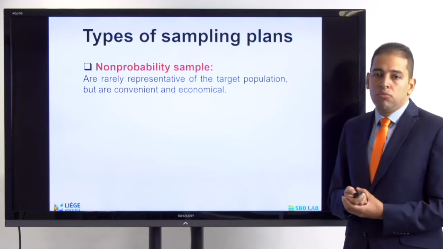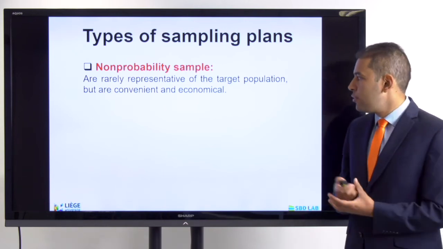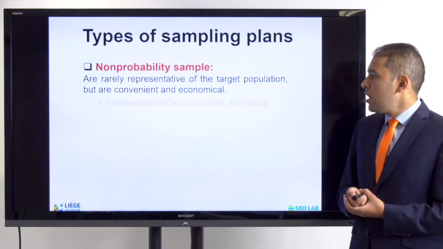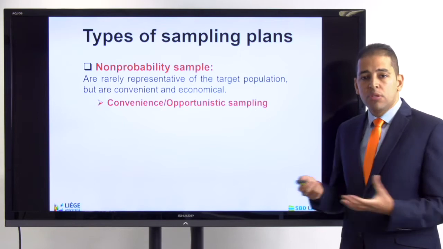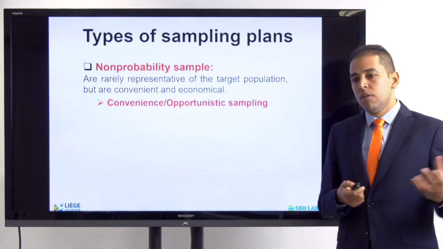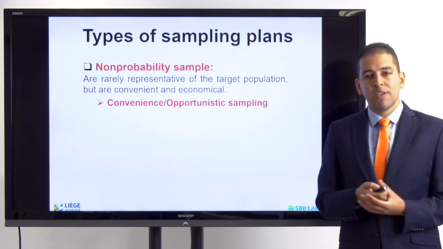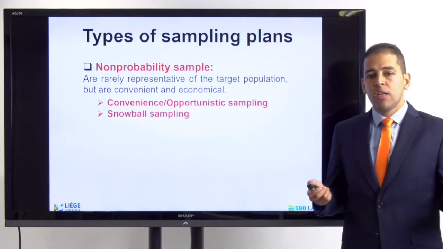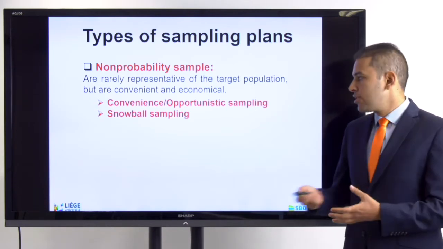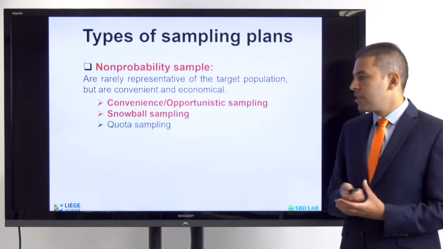This is not representative, like I said, and it's not important to be representative, but it's more convenient and more economical. You can do convenience, opportunistic sampling. You just select people depending on their availability, people in your contact circle. You can do snowball sampling, asking somebody, and somebody will recommend others. Quota sampling is not recommended here.